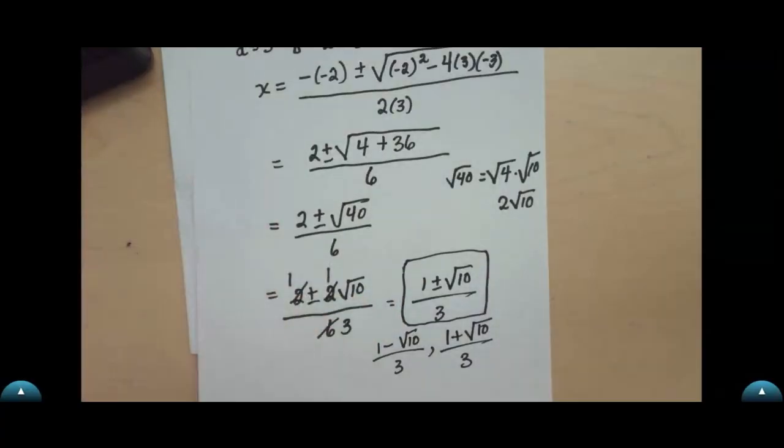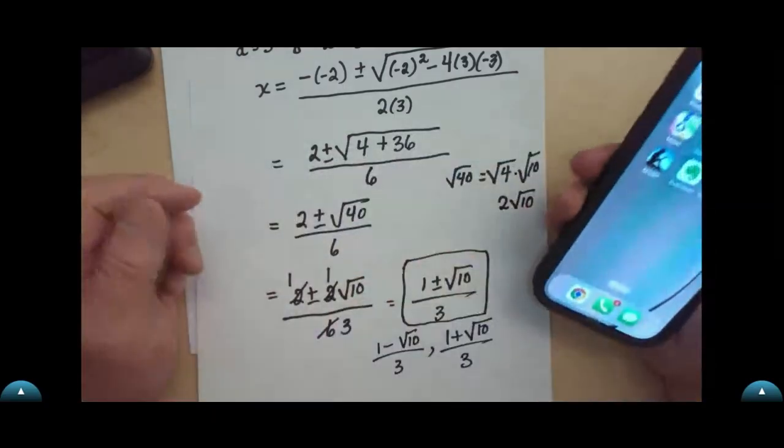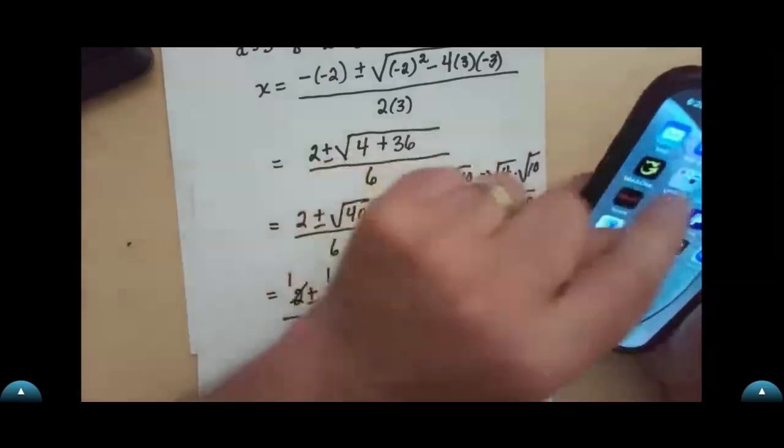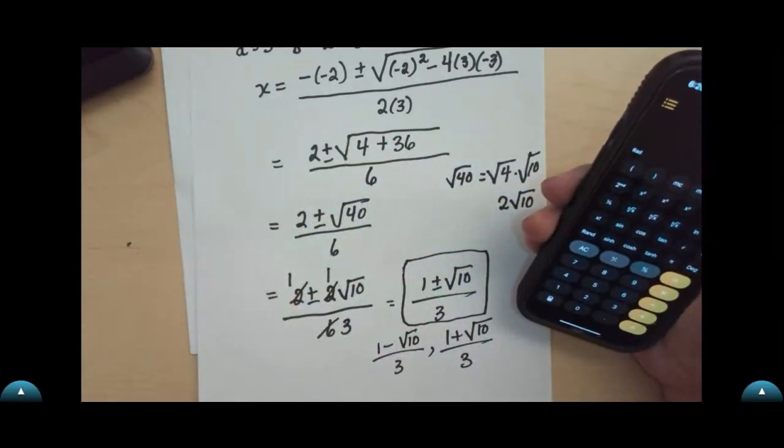It's the exact answer. If I wanted to, I don't know if I brought my calculator. I brought my phone, which I tell y'all not to use as a calculator, but you certainly can. Let me just give you a ballpark idea what those numbers are, just so you can see that these are numbers. It's just that you don't know exactly what they are.